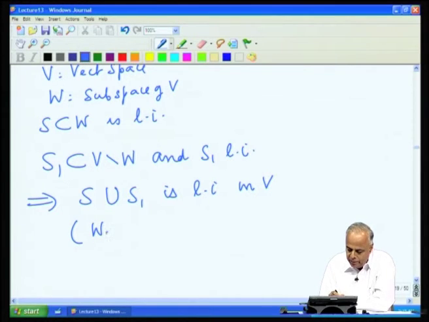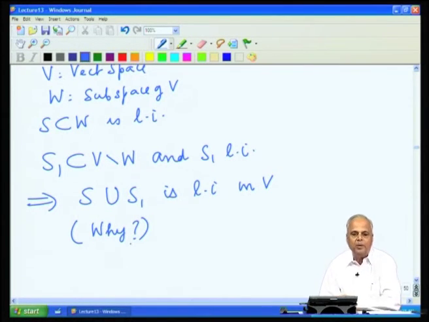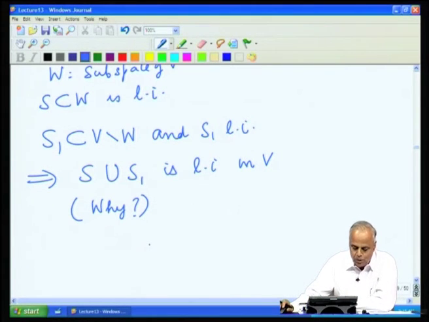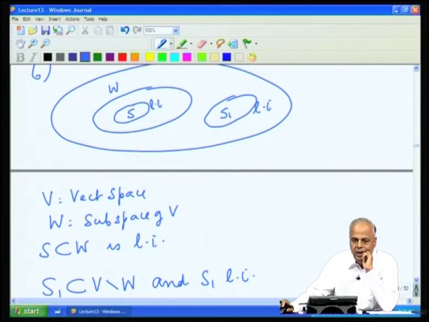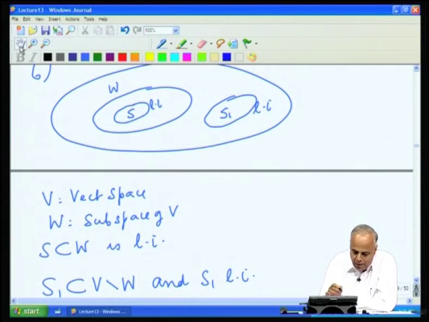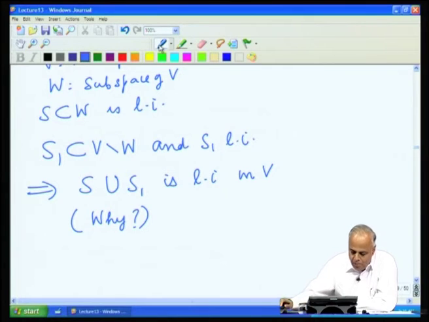We shall leave the verification as an exercise. So, we will simply write why. We just verify, it is a very simple process. Suppose it is not linearly independent, and then you will get a contradiction. So, if you take a subspace and inside that subspace you take a linearly independent set, and you pick up a linearly independent set outside, the two together will be an independent set in V.